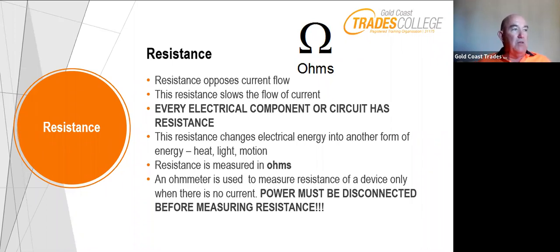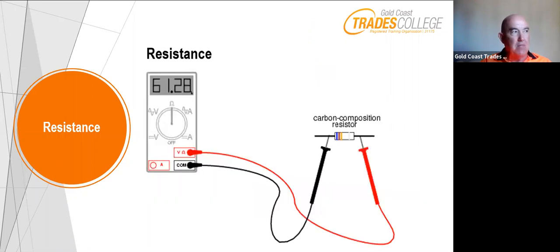The resistance slows the flow of the current, changes electrical energy into another form of energy. That could be heat, light, or motion. Resistance is measured in ohms. As I said, an ohm meter is used to measure resistance of a device only when there is no current. So we're actually not measuring any current going through it. We're measuring what is going to resist that current flow. The term, thank goodness, is pretty much self-explanatory, which is a good thing. Resistance. So they're measuring a carbon composition resistor. I won't go into what they're used for at present, but we'll get there somewhere down the track.